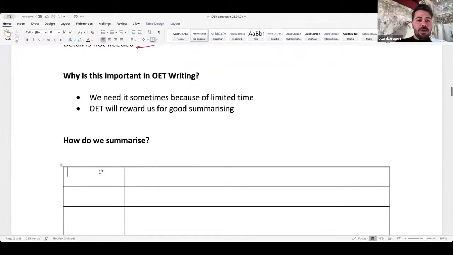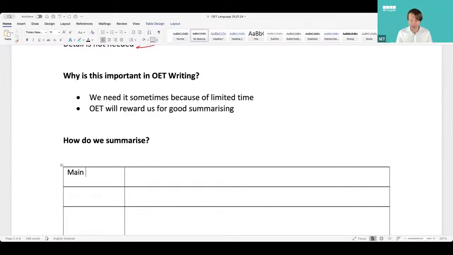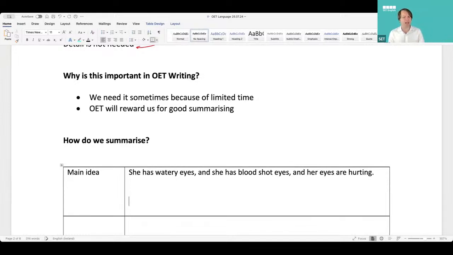If you give me any paragraph, I can summarize it. Yeah. One way, Ozan, is main idea. Can you guess? Main idea. So, for example, Ozan, you might say, what did I say yesterday? She has watery eyes, and she has bloodshot eyes, and her eyes are hurting. Ozan, can you think of what the main idea of that is?